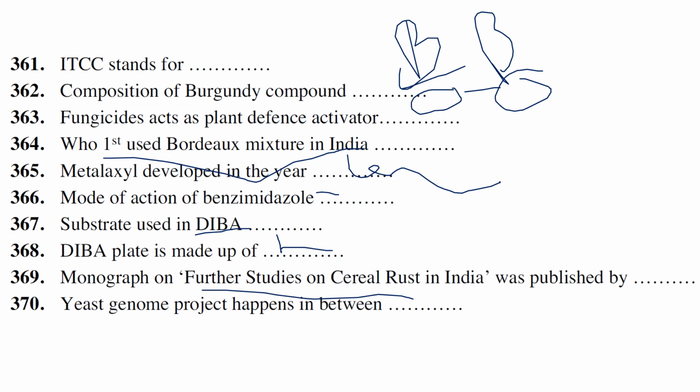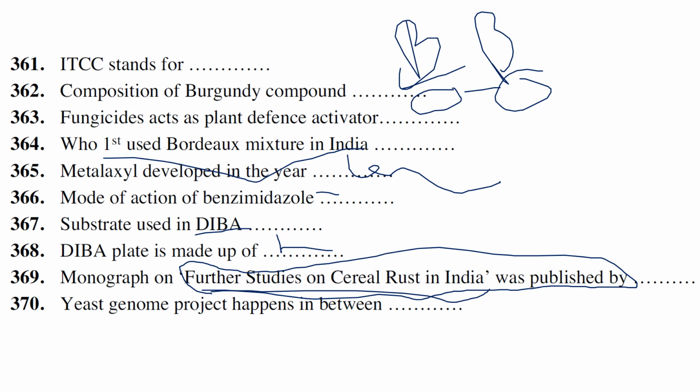Monograph on further studies on cereal rust in India was published by whom? The monograph on further studies on cereal rust in India was first published by K.C. Mehta, where 2 volumes are there. Volume 1 and volume 2, further studies on cereal rust in India 1, India 2. India 1 was published in 1940, India 2 published in 1952. But K.C. Mehta died in 1950 itself. Probably the students helped in publishing in 1952.